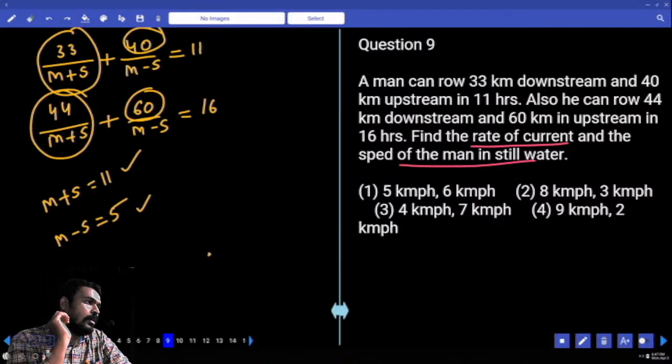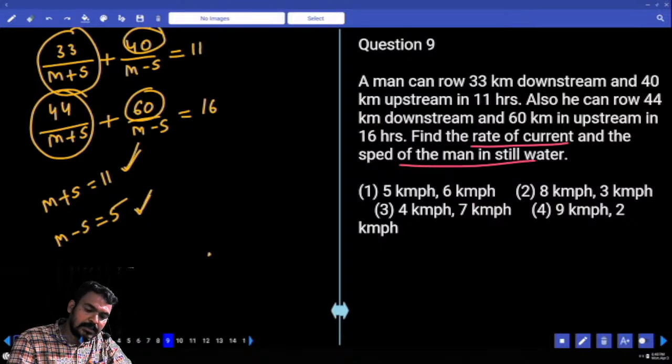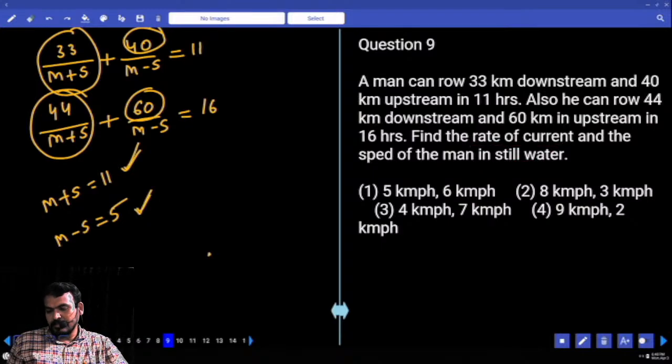It is not satisfied. Again, we take 10 as a factor. 40 by 10 is 4, 60 by 10 is 6. It is also not satisfied. Again we take 5. Is 5 a factor? Okay. 40 by 5 is 8, 60 by 5 is 12. It is satisfied or not? Then M plus S is 11, M minus S value is 5. Is the first option satisfied?